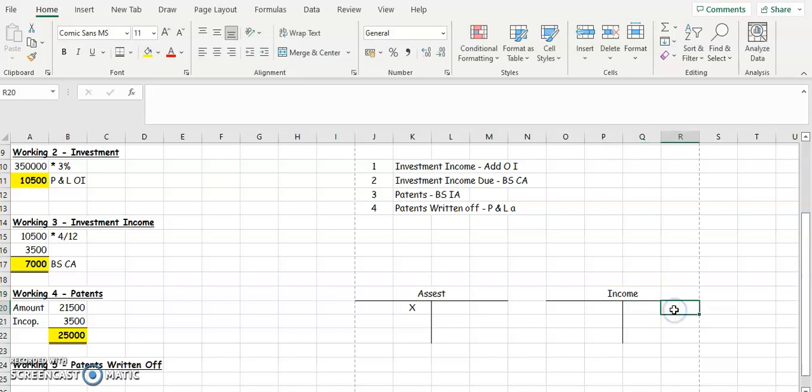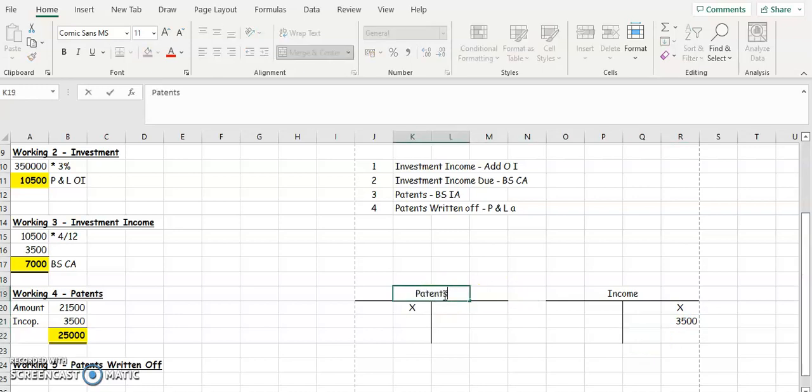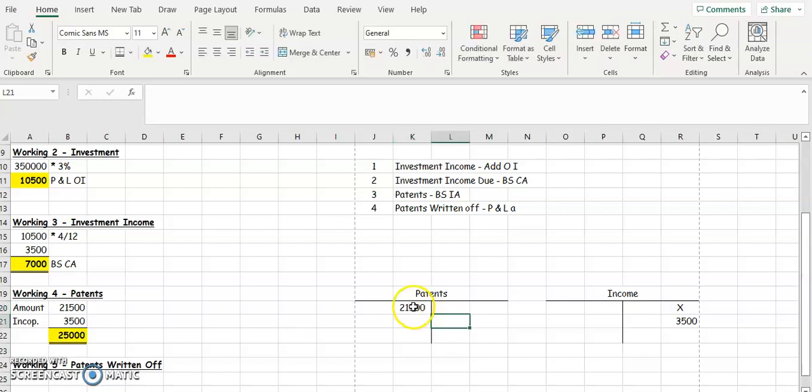So to increase the income, we put it on the credit side. So what we need to do here is this income of 3,500 that should be in our income account goes on our credit side of 3,500. Now in our patents account, we're going to have 21,500 because that's how much our patents are. And now because we credited our income account, we need to debit our patents account of 3,500.